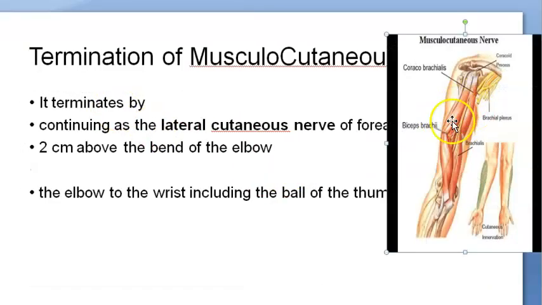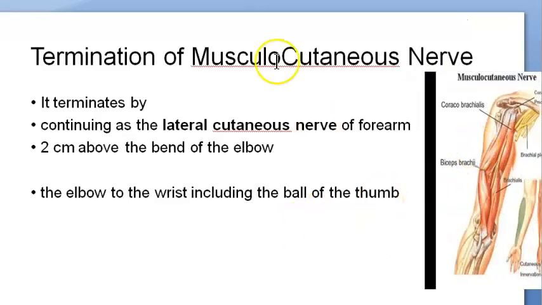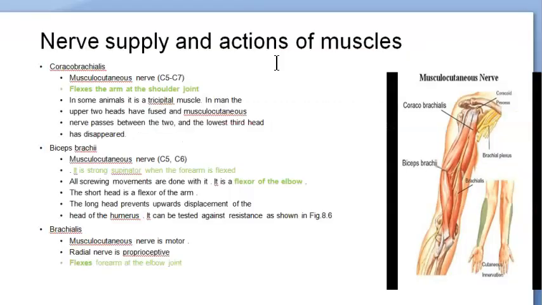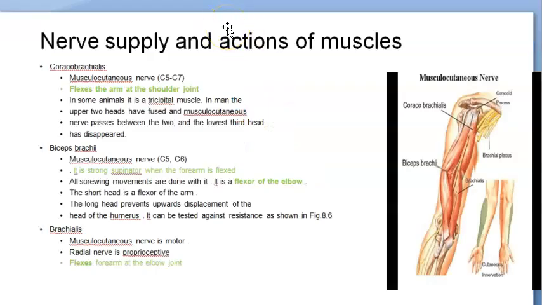Actually, this lateral cutaneous nerve goes from elbow to wrist, including the ball of the thumb. This much you have to write. This is the termination of the musculocutaneous nerve. It becomes the lateral cutaneous nerve of the forearm, and it goes from elbow to wrist, including the ball of thumb. Okay, termination over.